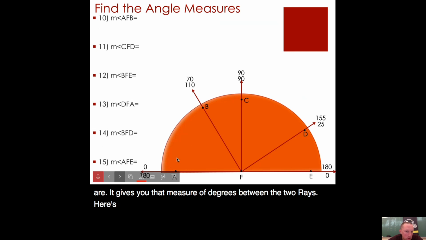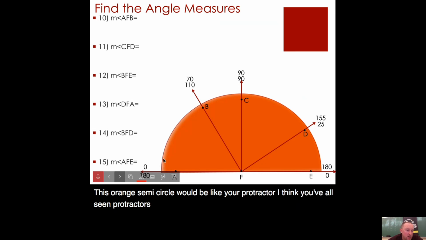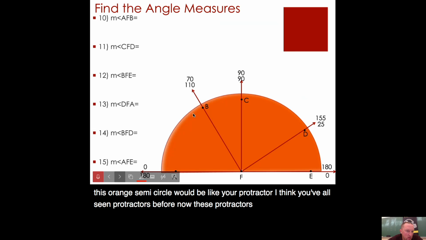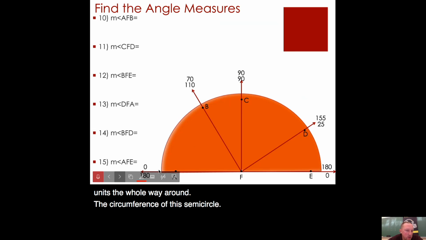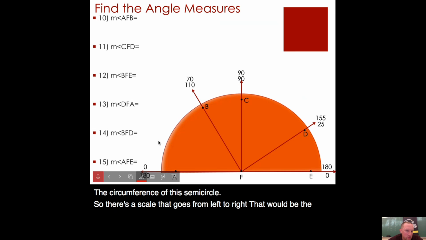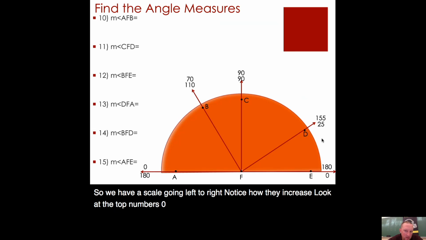Here's an example. This orange semicircle would be like your protractor. I think you've all seen protractors before. Now these protractors have little degree units the whole way around the circumference of this semicircle. So there's a scale that goes from left to right. That would be the top numbers. Notice how they increase. Look at the top numbers, 0, 70, 90, 155, 180. And there's a scale going to the right also. Depending on where your angle is, sometimes you need to measure left to right or right to left.